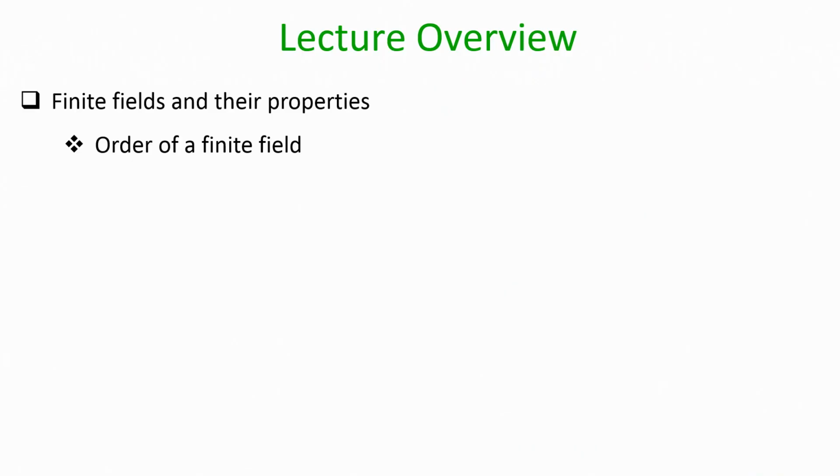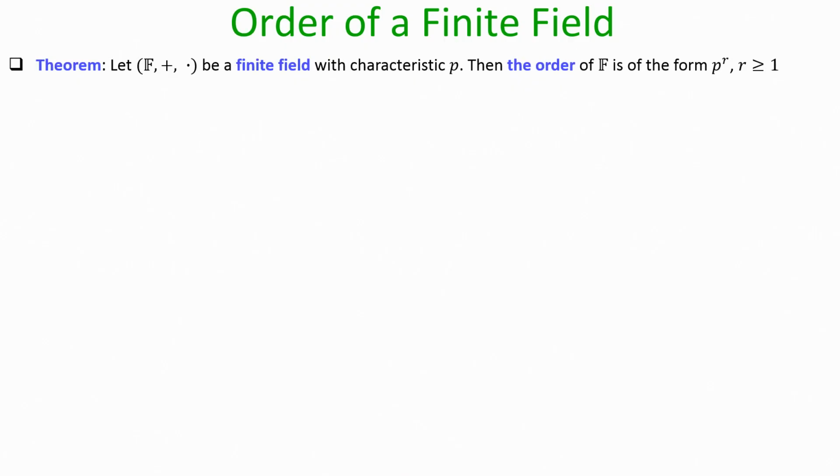The plan for this lecture is as follows. In this lecture we will continue our discussion on finite fields and we will discuss what we call the order of a finite field and what the properties of the order of a finite field are. So, basically the order of a finite field is the number of elements in your set F, if F is the field, and we can prove a very strong statement regarding the order of a finite field.